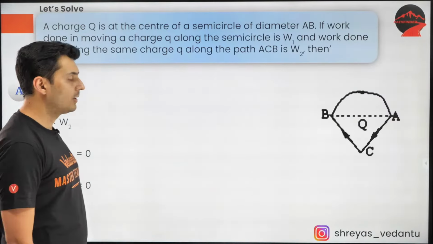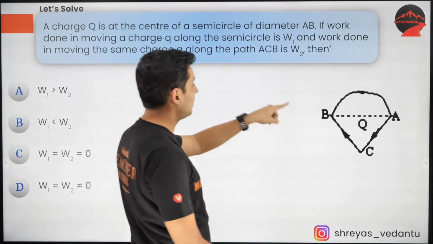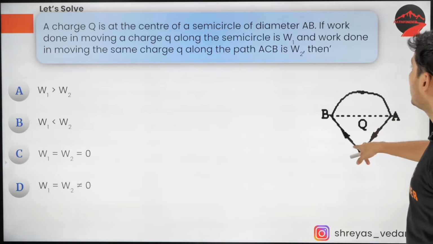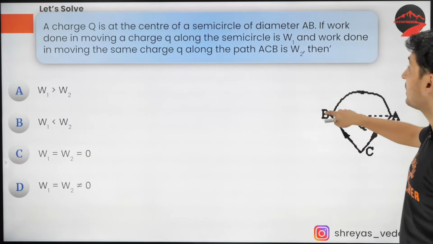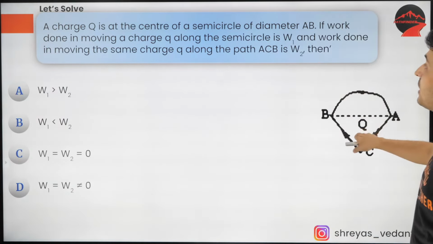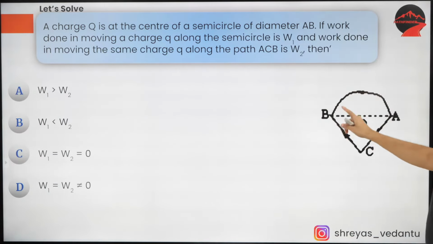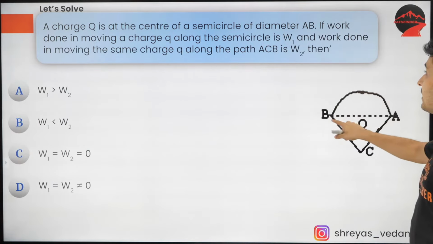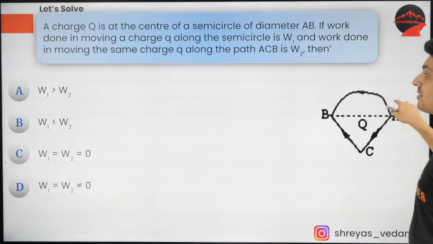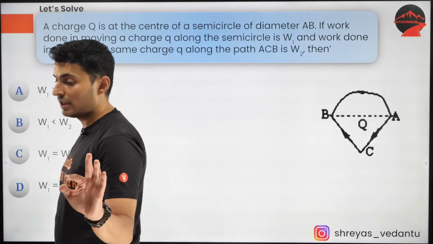Let's get going to the last 2-3 questions coming up on your screen. Come on, guys. A charge is at the center of a semicircle of diameter AB. The work done in moving a charge Q along the semicircle is W1, and work done in moving from this point to this point is W2. Then compare their work: which one is equal, not equal, equal to 0? What do you guys say?